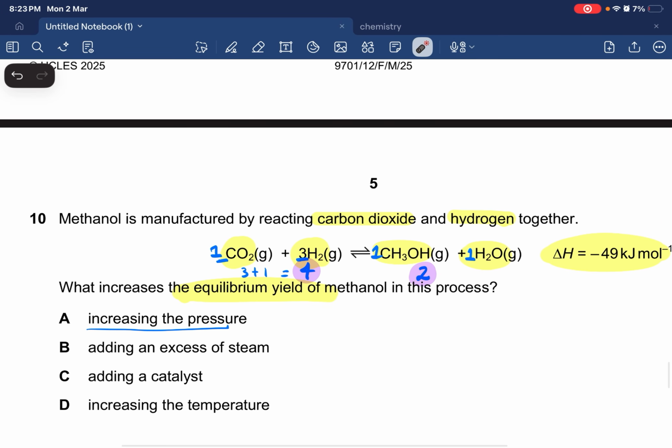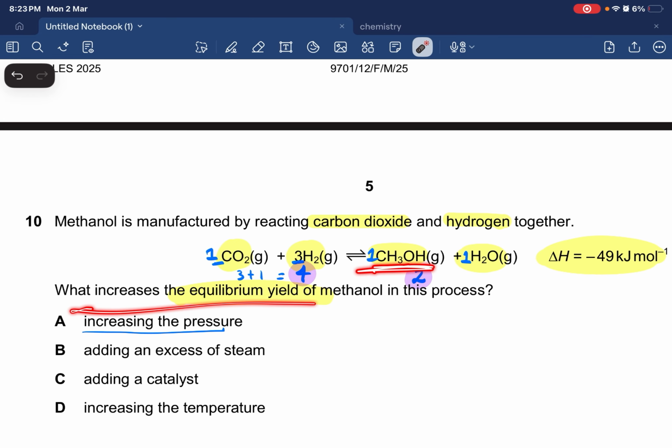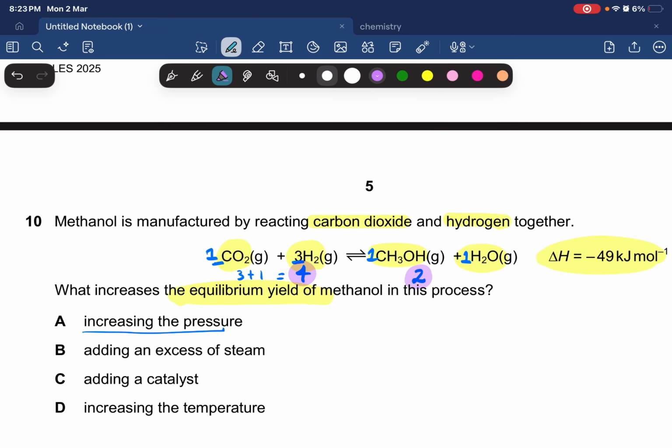So they say increasing the pressure. When we increase the pressure, equilibrium is going to move towards the forward side, the methanol side. And when equilibrium moves forward, we're going to form more of our methanol. And that is what we need. We've got to form more of the methanol. So it's option number A. I hope you got it.